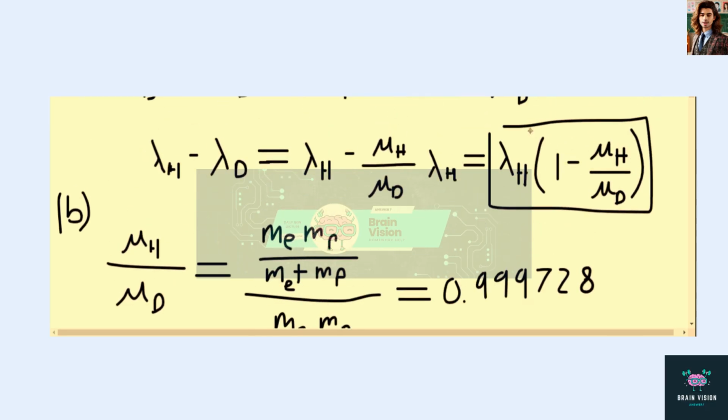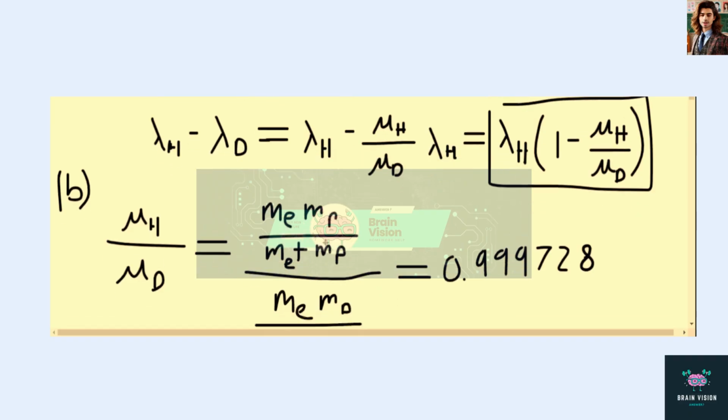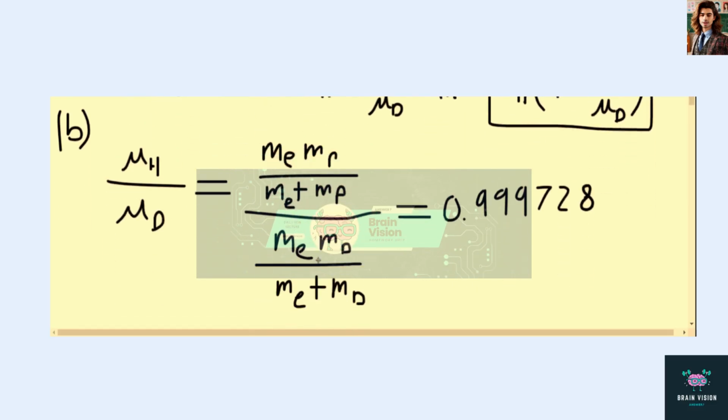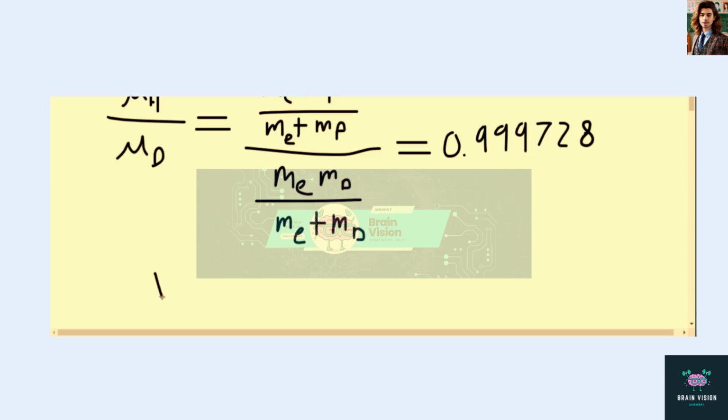If we plug that in for our mu sub H over mu sub D value in the answer that we found boxed in above, and we plug in the value for lambda H that was given as 656.3 nanometers, we find that lambda H minus lambda D comes out to equal 0.179 nanometers. And we can box that in as our solution for part B.